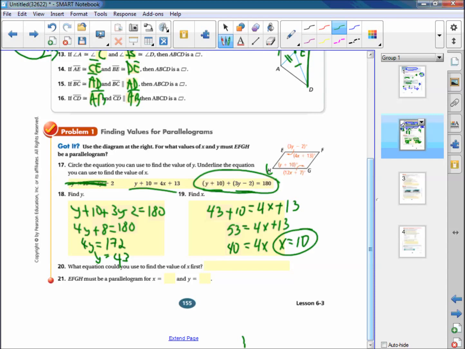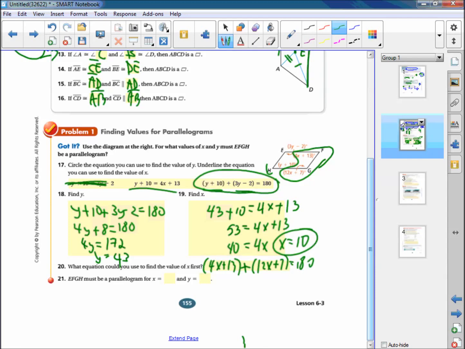So what equation would you use to find the value of x first? Okay, so we could have done that. If you look at F and G, those are consecutive. So those should add up to 180, and they have only x in them. So we could have used the equation 4x plus 13 plus 12x plus 7 equals 180. And if we solve that one, we would get the same value of x.